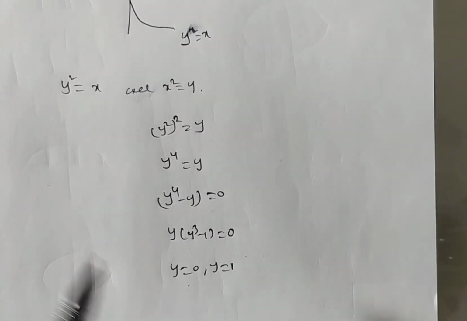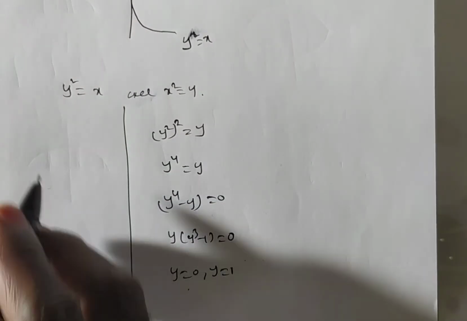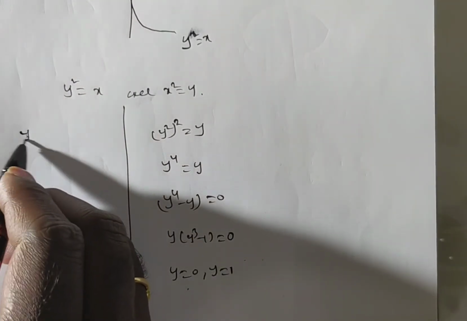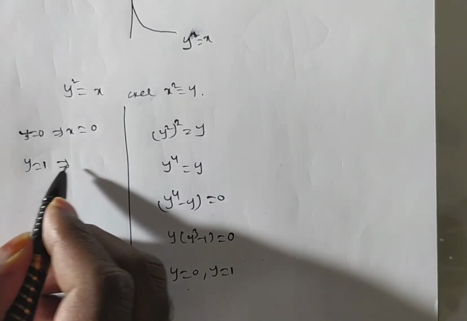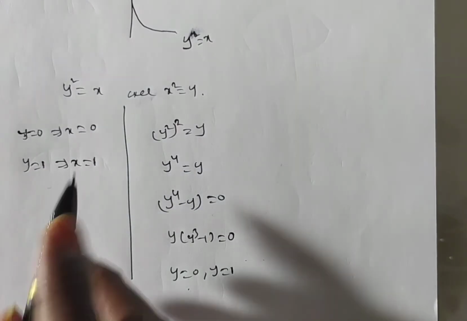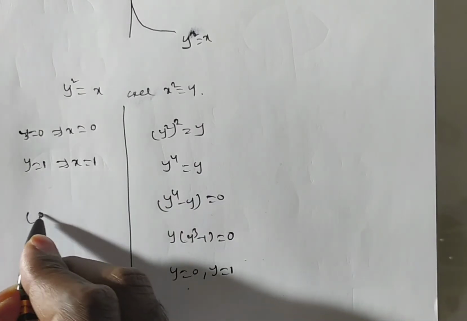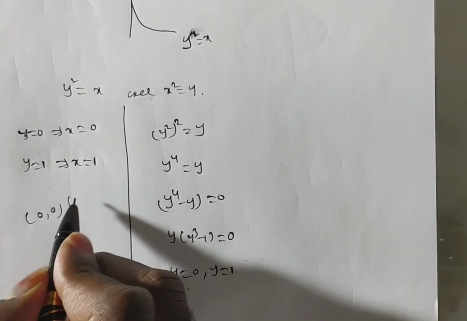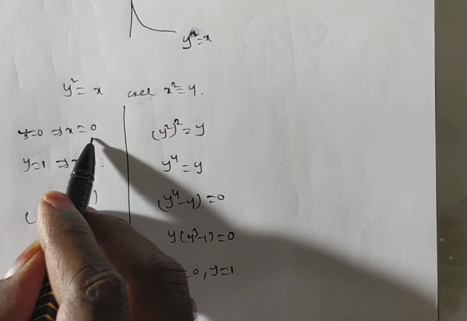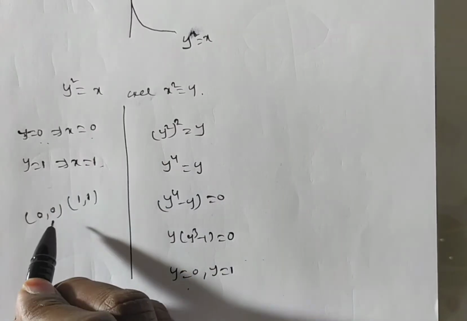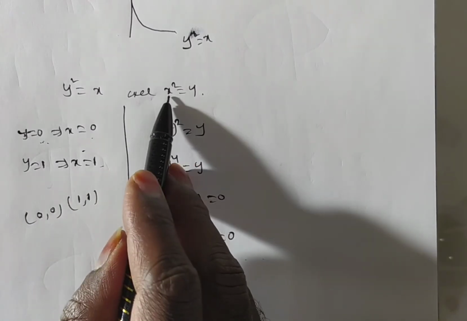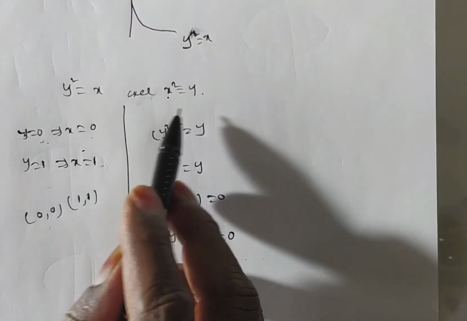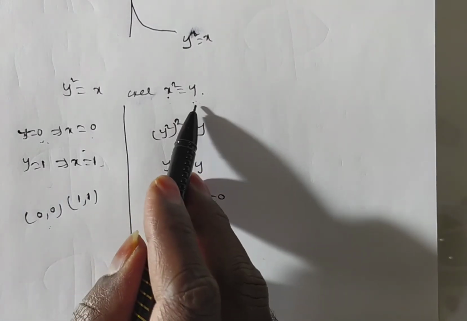If you put y is equal to 0 in this parabola, that implies x is equal to 0, and if y is equal to 1, that implies x is equal to 1. So the points are 0 comma 0, and when x is 1, y is also 1. When x is 0, y is 0, or when y is 0, x is 0. Of course you can cross check with this. If y is 0, what is x square? 0, so x is equal to 0. When y is 1, x square is equal to 1, x is equal to plus or minus 1.